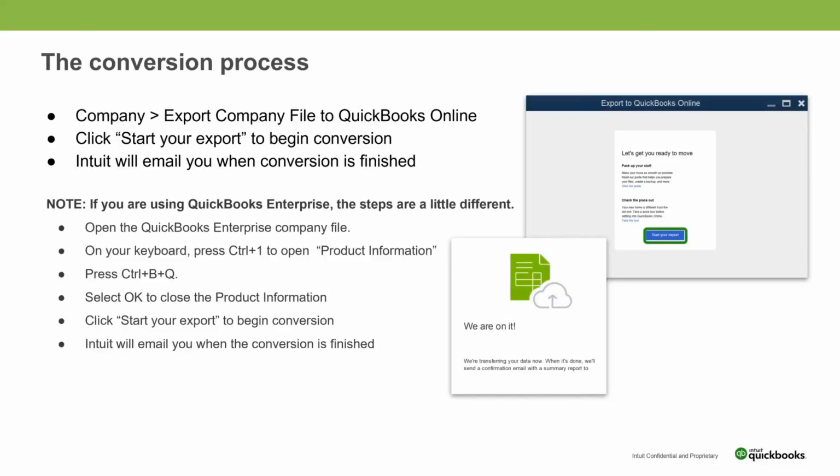If your client is using QuickBooks Enterprise, the F2 key does not work. You must do a little trick here. On your keyboard, hold down Control+1, and that will open product information. Then hit Control plus the letter B and the letter Q, and nothing happens on screen. Once you do that, you hit OK, and then the conversion tool will prompt.